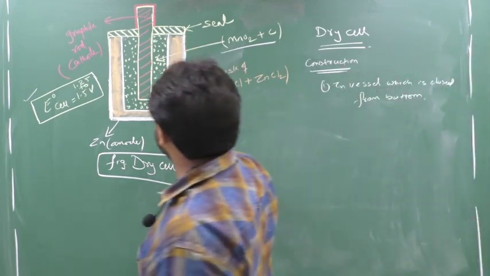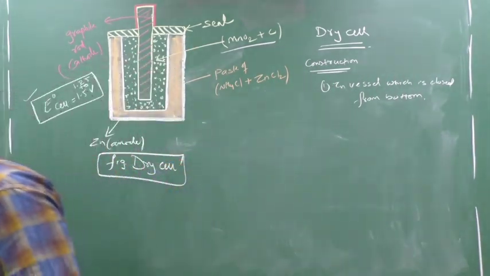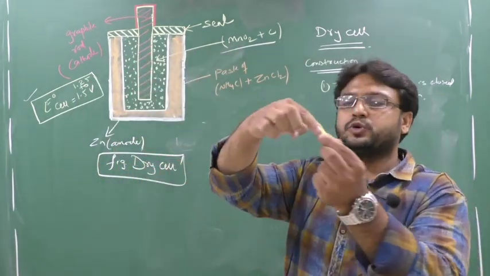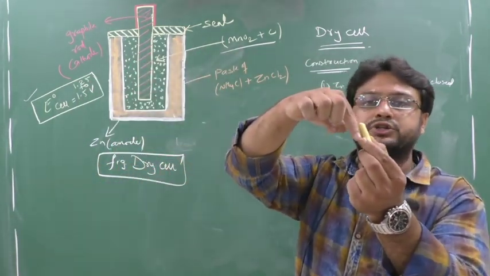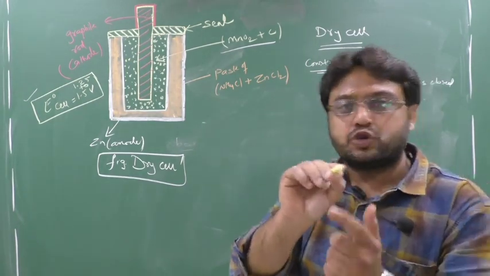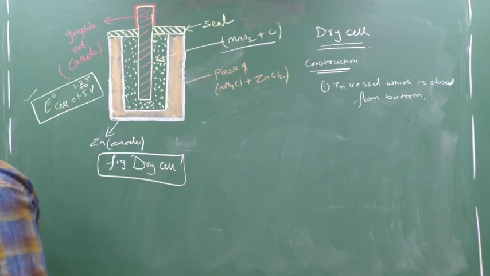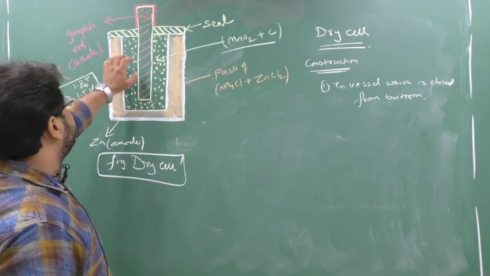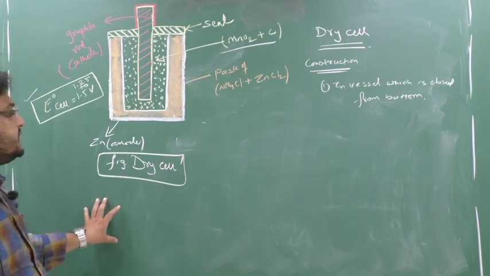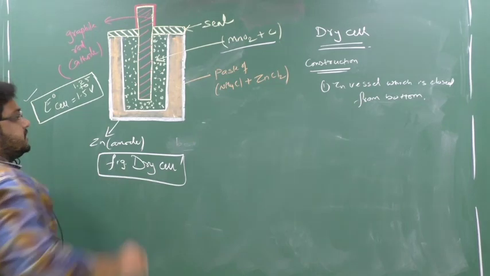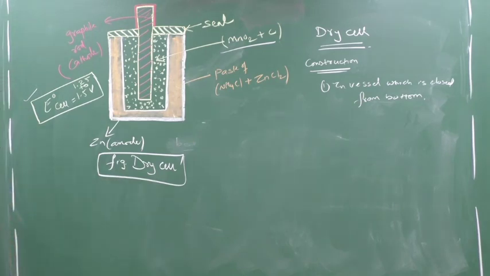Now the sides, like for example this is a cell, it will be a circular portion, so this portion should be covered with paper. Yes or no? But the bottom of the vessel should be kept open as it is, not covered. So this zinc vessel will act as an anode, and the graphite rod will act as a cathode. On zinc oxidation will occur, and on this graphite rod reduction will occur. Clear this part? So I hope you understood the construction.